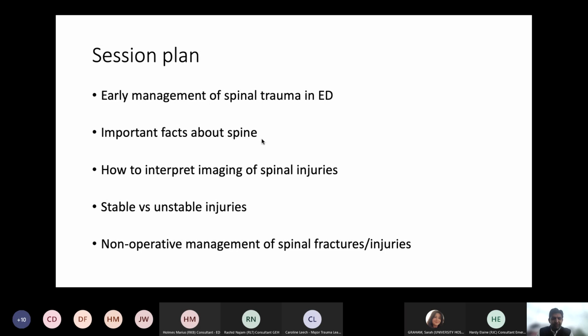I want to talk to you about a few important facts about the spine that are related to spinal stability and really do affect your management of spinal trauma, how to interpret some of the imaging, and this is really mainly the form of x-rays to really try hone in on your skills and try and pick up some of the subtle issues that may be going on in the spine if someone's had some neck pain or some back pain. What is a stable versus an unstable injury? And then we'll talk about the non-operative management of spinal fractures. Clearly, if they need an operation, they'll go under the spinal team, the neurosurgery team, for treatment there.